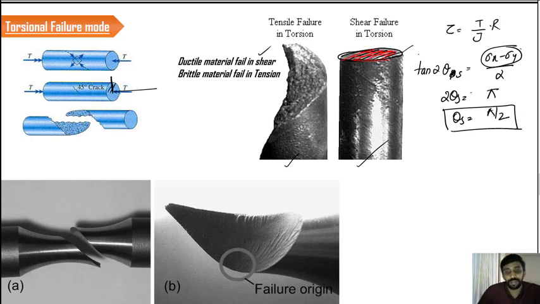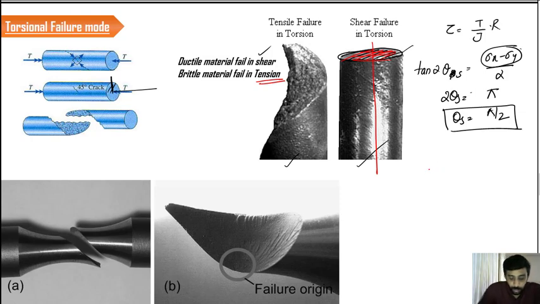This is for the ductile material. This is the axis, and a plane perpendicular to that got sheared in the ductile failure. But that's not the case for brittle. When you take the brittle, it fails in tension. So tension means normal stress you have to consider.